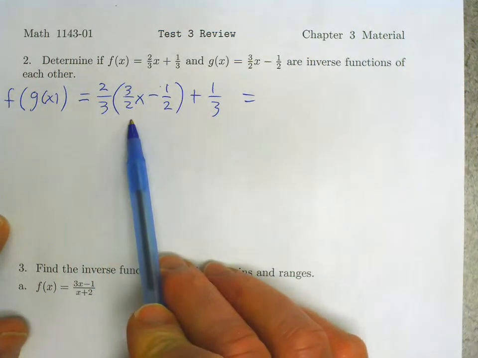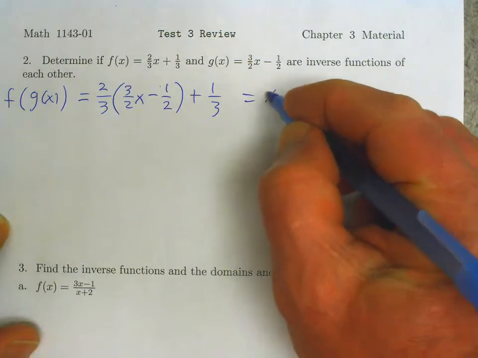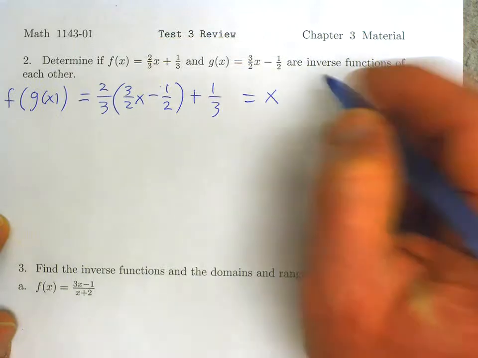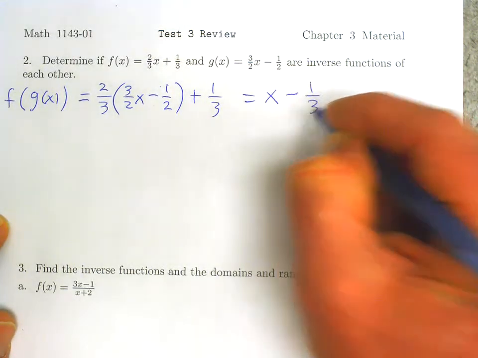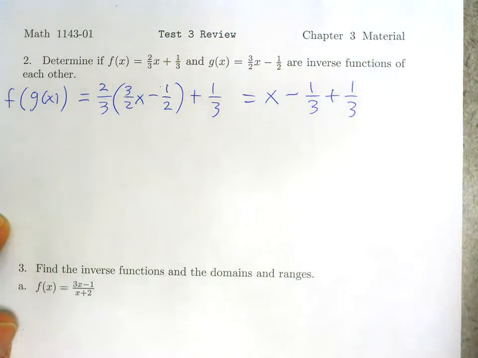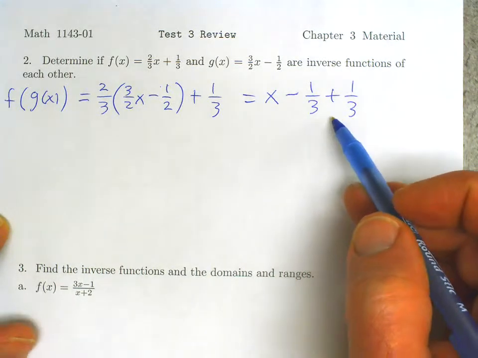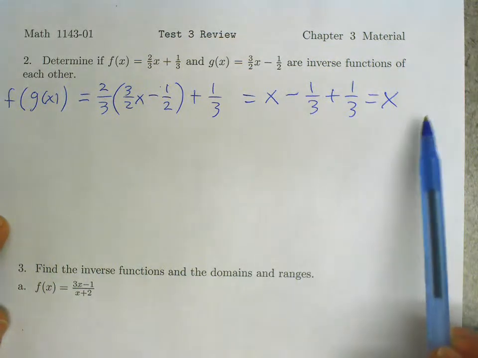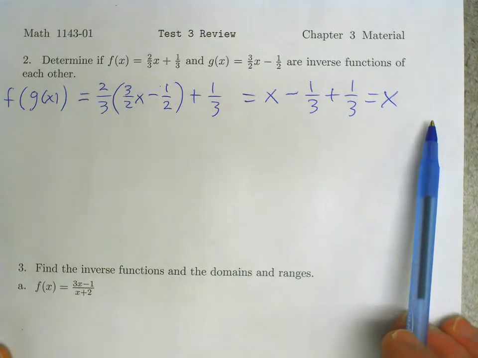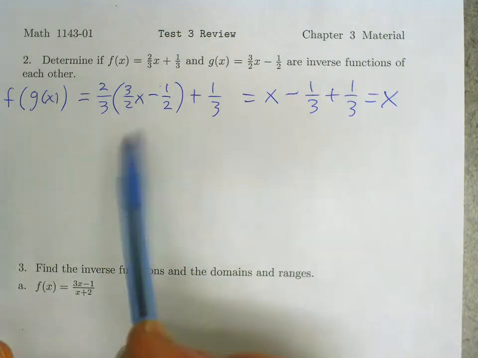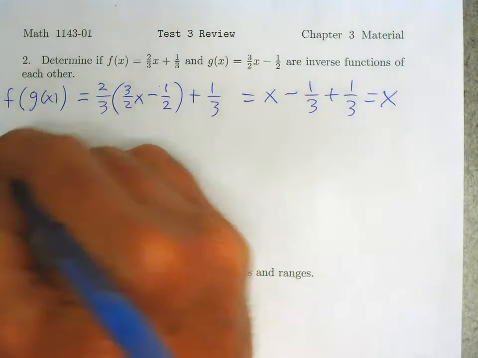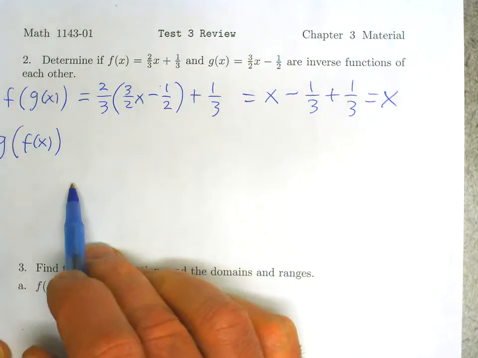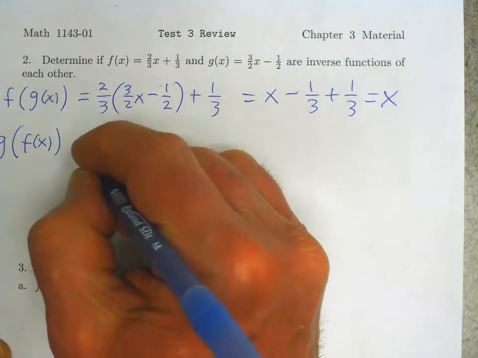2/3 times 3/2 x is 1x, or just x. And then we're subtracting 2/3 times 1/2, which simplifies to minus 1/3. And we have a plus 1/3 on the right-hand side. So x minus 1/3 plus 1/3 equals x. Okay, so that's 1/2 of the test. But we have to compose the other way, g of f of x. And if this also equals x, then that means that f and g are inverses.